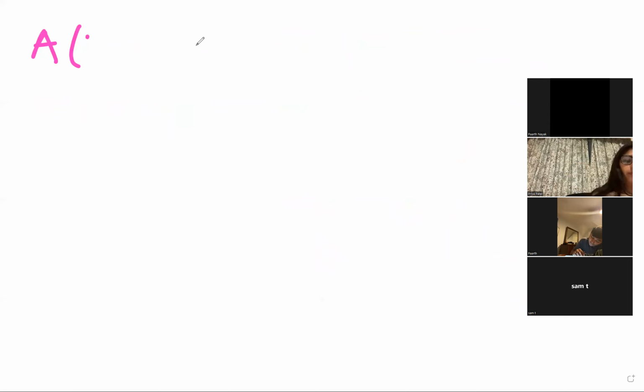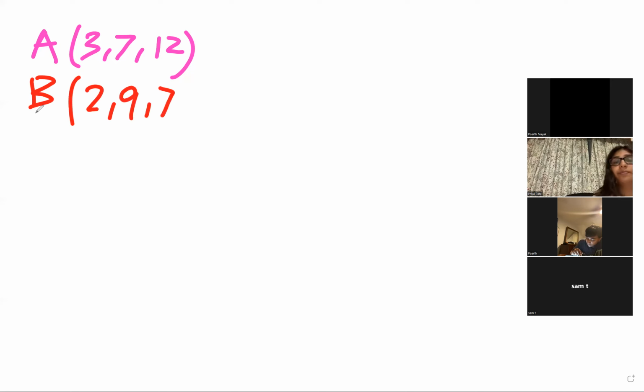So A is 3, 7, and 12. And B is 2, 9, and 7. So I'm going to set up the same exact problem as before, the same number line, except it's going to look a little different this time. So this time you want to make sure that AB is being extended to a random point Q, and the ratio that we're trying to set up here is also 3:1. But this time it looks a little different. So it's not a straight line.